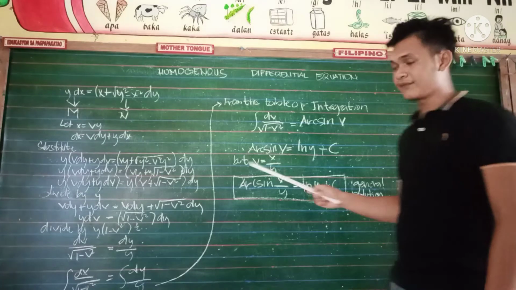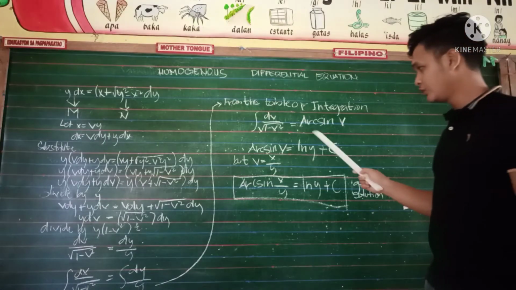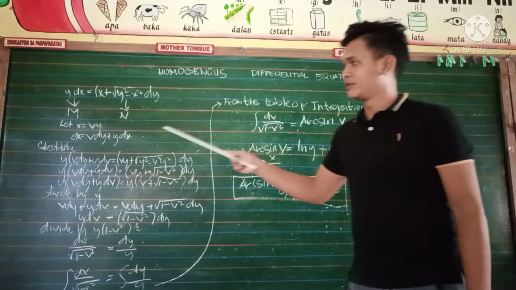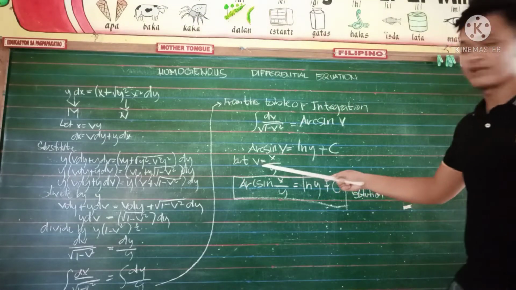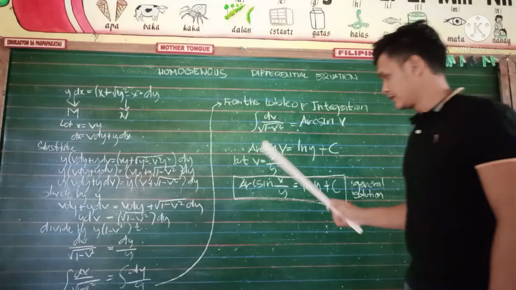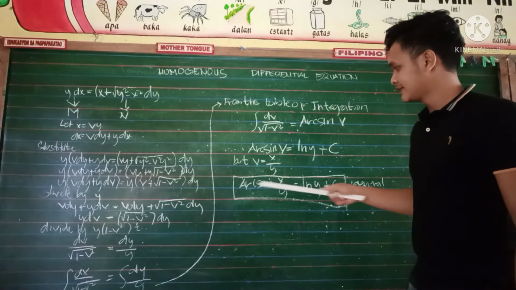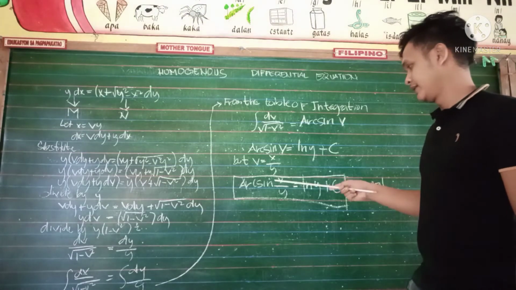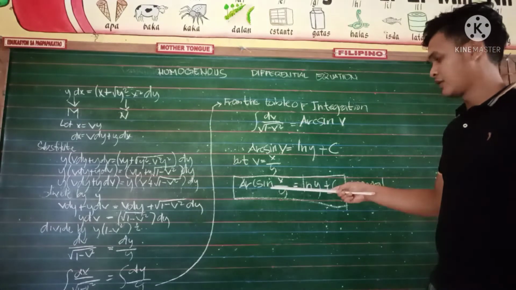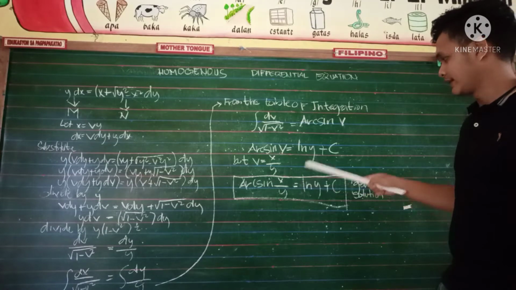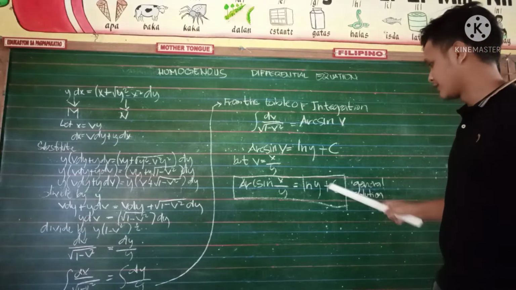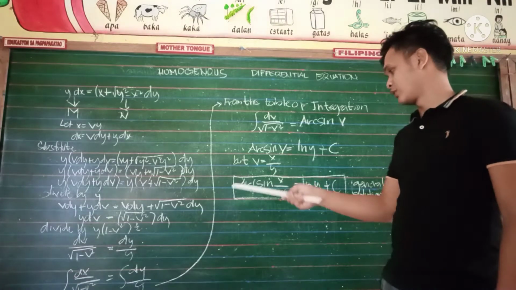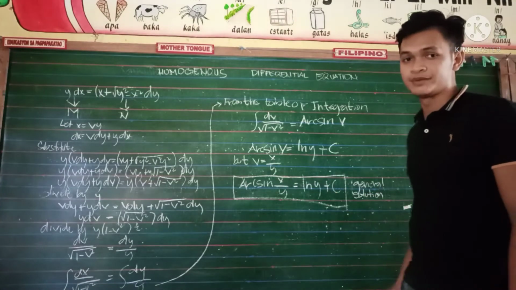So this is not our final answer because we need to substitute the v from our first solution, which is v is equal to x over y. So arc sine of v, substituting, becomes arc sine of x over y is equal to ln of y plus the constant. The arbitrary constant is not defined, so it is a general solution.